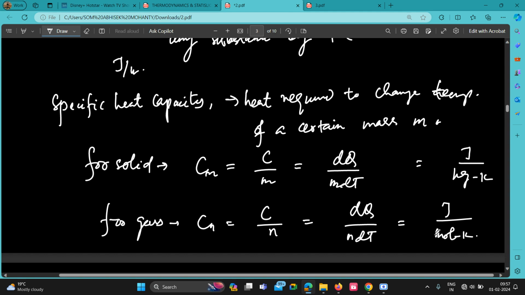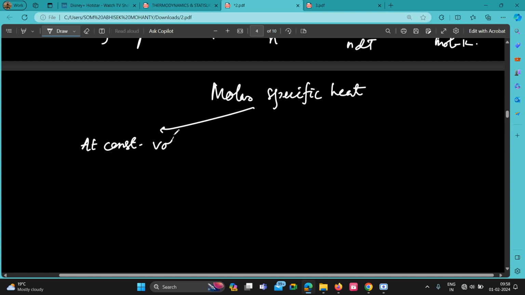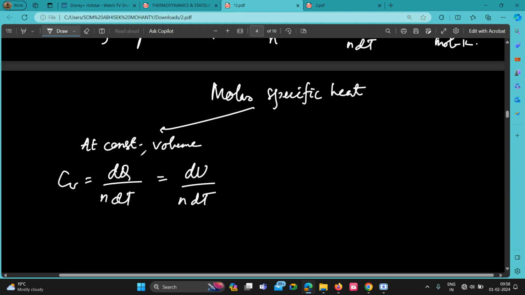So next is your molar specific heat at constant volume. Cv is what? dQ/(n dT), that is dU/(n dT). Why I wrote dQ as dU: constant volume means dV is 0, so dW becomes 0, so dQ becomes dU.